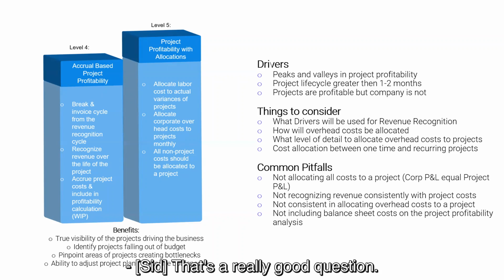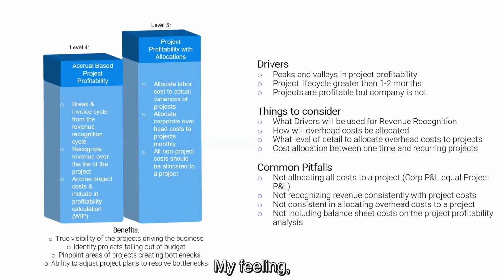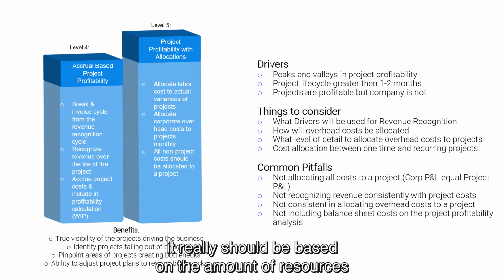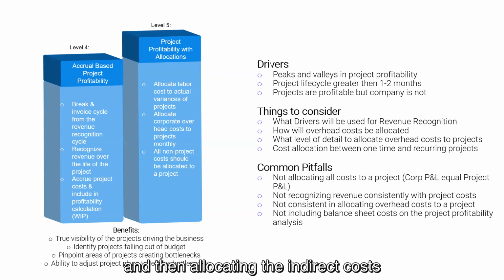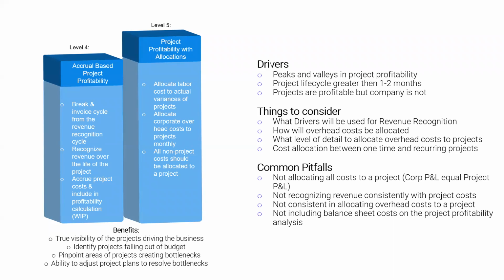That's a really good question. My feeling, it really should be based on the amount of resources and time put into each specific project and client, and then allocating the indirect costs using those percentages. I feel in our organization that would make the most sense.